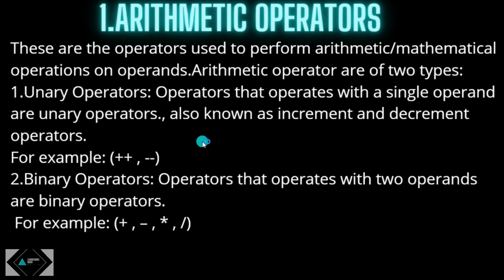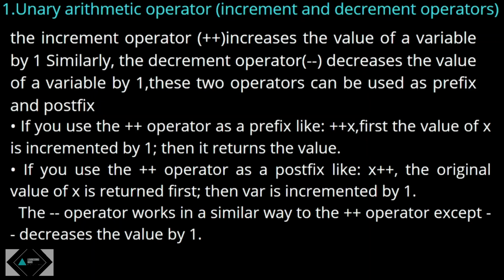Unary operators perform operations on a single operand and are also known as increment and decrement operators. The symbols used are plus plus and minus minus. Second one is the binary operator. These operators perform operations on two operands and are known as binary operators. The symbols used in binary operators are plus, minus, multiplication and division.